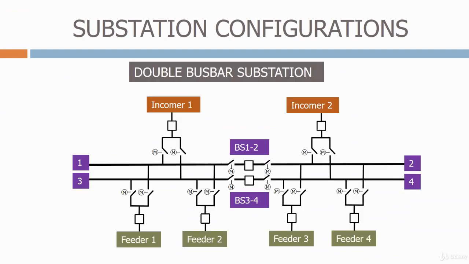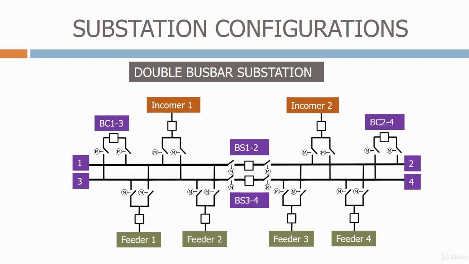Another popular configuration is a double busbar station. This configuration provides multiple options for connecting the incomers and feeders together. As you can see in this arrangement, we have 4 busbars. Each of the incomers and feeders can be connected to one of 2 busbars using the busbar isolators. We can also add bus coupler circuit breakers to connect the upper and lower busbars together.